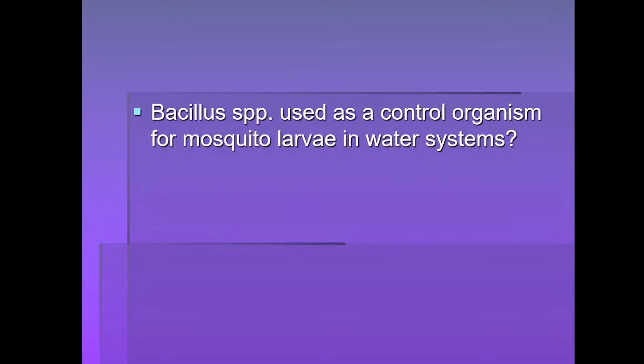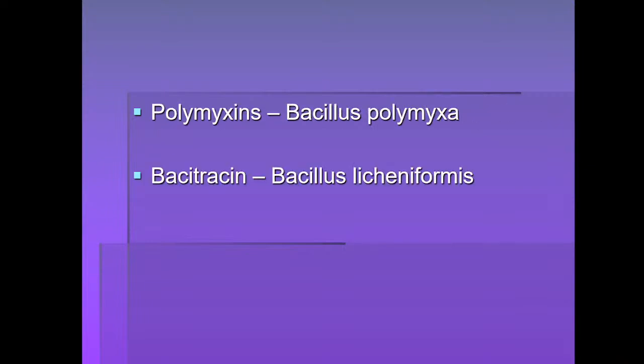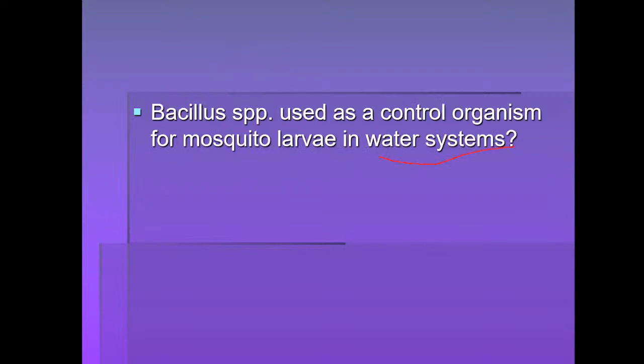Next, another Bacillus species is used as a control organism for mosquito larvae in water systems: Bacillus thuringiensis. See the usefulness of Bacillus. It can be used as a source of antibiotics, as well as control organisms for water systems. And one of the ways they do this is that they use the spores of this organism.